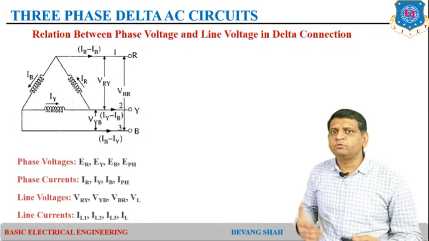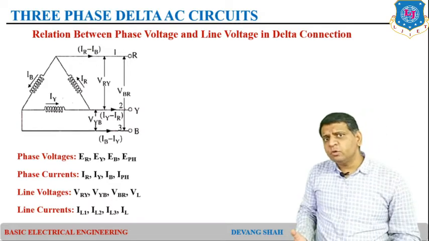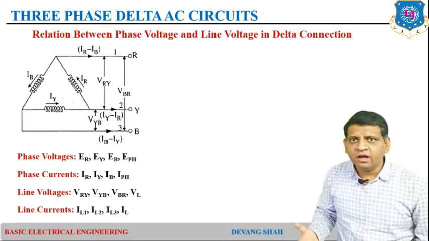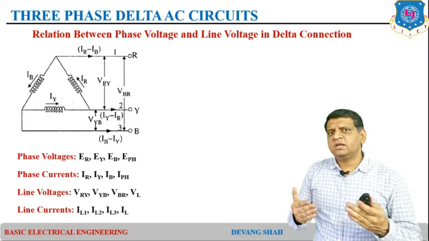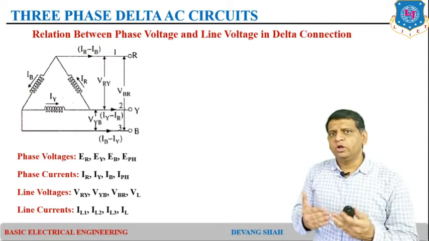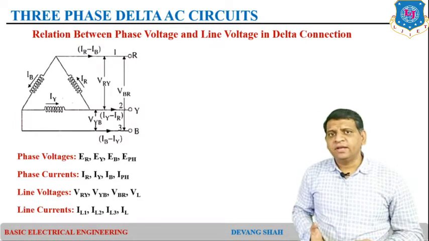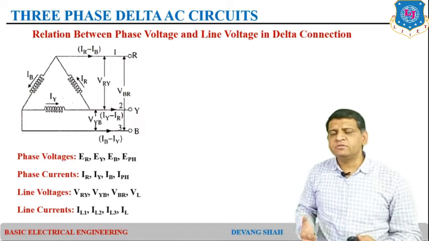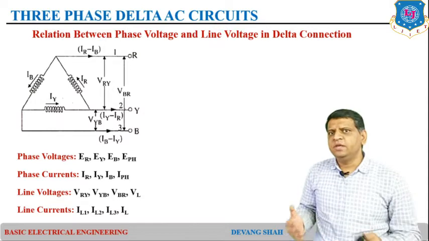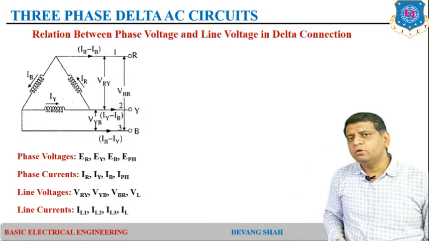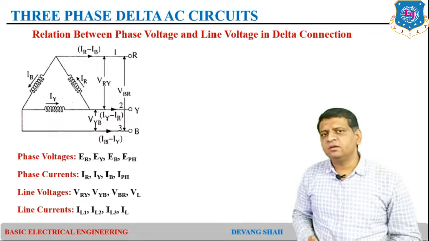In a balanced delta connection, if we talk about all those 4 parameters, one of the parameters is the phase voltage, defined as ER, EY and EB. This is nothing but the voltage across each phase. So, the voltage across the red phase we define as ER, across the yellow phase as EY, and across the blue phase as EB. Overall, in general it is defined as EPH. In the same way, for the phase current, we have IR, IY, IB, and in general we define it as IPH.